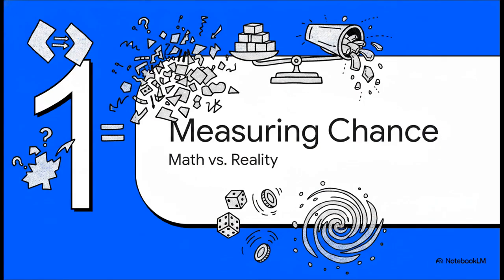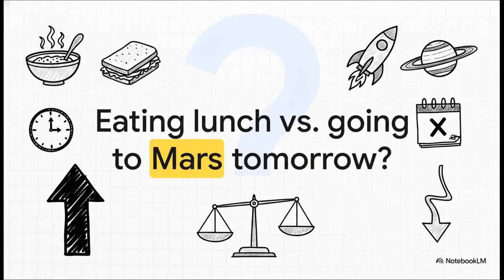Section 1. Measuring the unpredictable. Math versus reality. So like I said, we expect math to be perfectly predictable. 1 plus 1 is always 2. But reality is inherently random. To measure this, just think about your own day for a second. If I asked you to rank scenarios from least to most likely, well, the odds of you eating lunch today are practically guaranteed. But going to Mars tomorrow? We instinctively know those odds are astronomically slim.